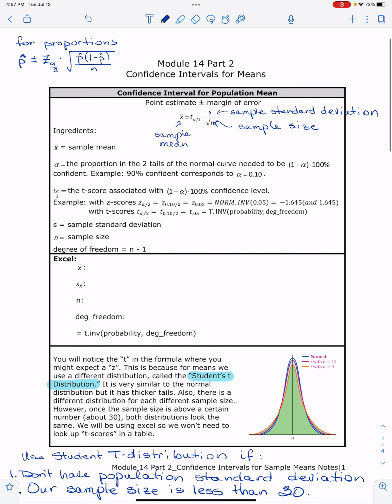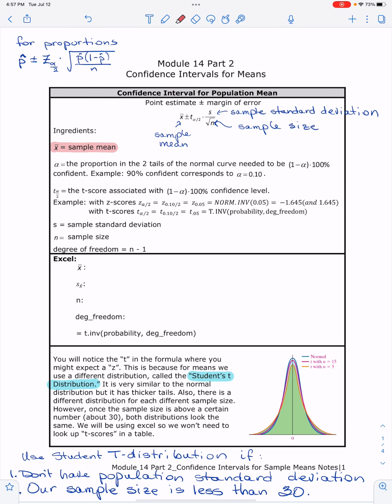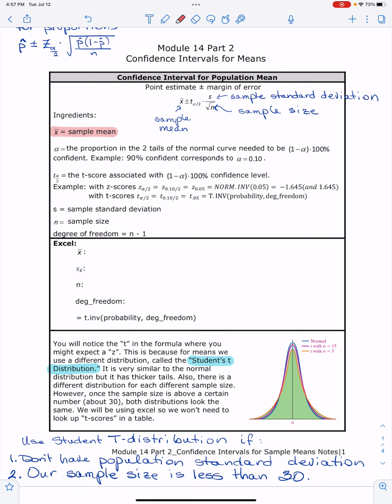Okay, so let's back on up here. There is one more new term that you need. So let's go through our ingredients up here and explain that. So x bar is our sample mean. About the same. Alpha is the part in the two tails. Okay. So just like we figured with the proportion, that 90% confidence interval means that alpha equals 1 minus 0.90. So 0.05 in each tail.